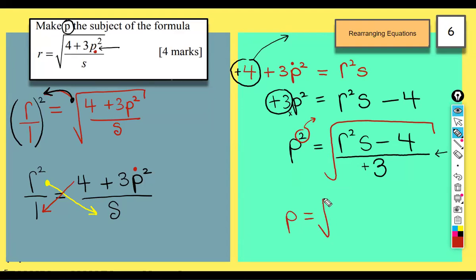P is equal to the square root of r squared s minus 4 divided by positive 3. I know some of you will just leave out the positive sign. That is fine in your final answer. Right?